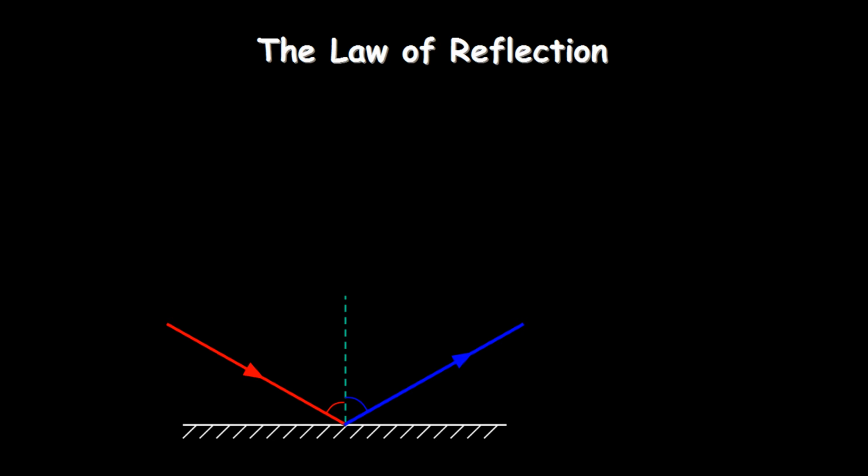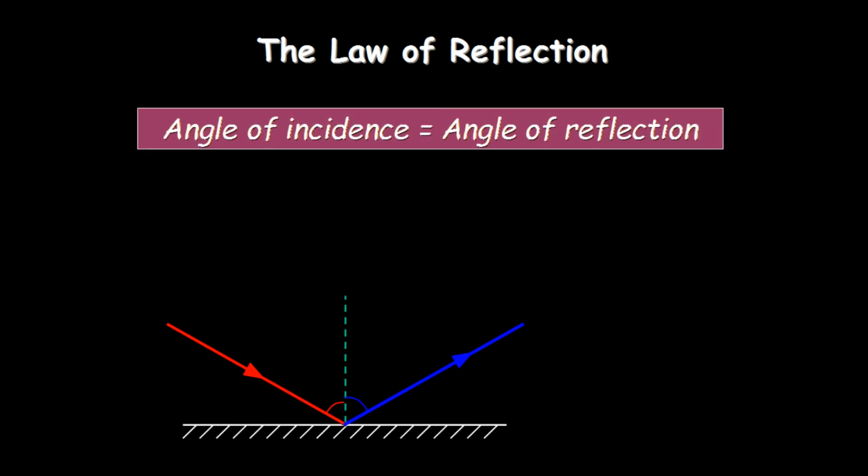Now come to the laws of reflection. As in this picture we are seeing here, there's an incident ray in red, and it strikes the plane mirror and gets reflected by it, making an angle of reflection. So what is the law of reflection? The angle of incidence is equal to the angle of reflection. This is the first law of reflection. Whenever reflection happens, this rule is always followed.